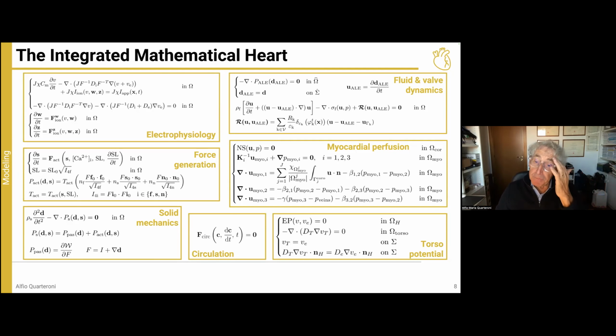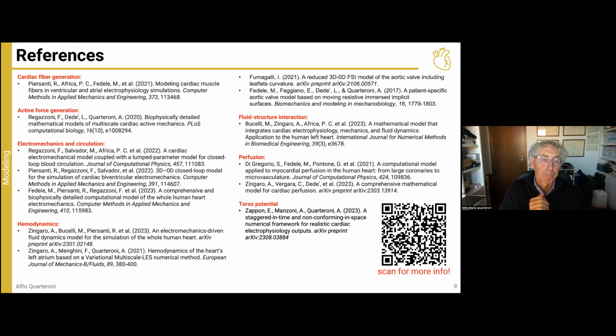It's a multi-scale Darcy model to account for the perfusion of the myocardium. We have to close this system by two further equations. One allows us to compute the propagation of the electrical field across the body and up to the torso, to the external surface of our body. And the second one is the connection with external circulation. So this is a closed loop system that we solve in order to simulate what is going on in our heart.